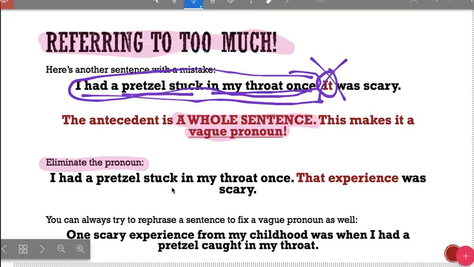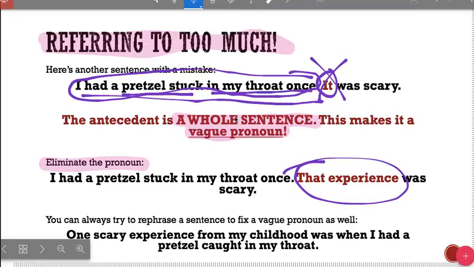So I had a pretzel stuck in my throat once. That experience was scary. So now I don't have a pronoun at all. I just have that experience, and then we know exactly what we're talking about. It's not referring to this entire sentence.